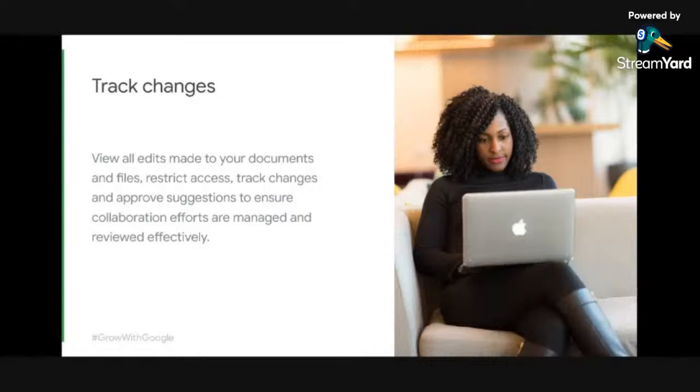To review changes, follow these steps. Step 1. Open your file in Google Drive. Step 2. From Docs, Sheets, or Slides, select File, then Version History, and then see Version History. Note you need to be owner or editor access to the file.